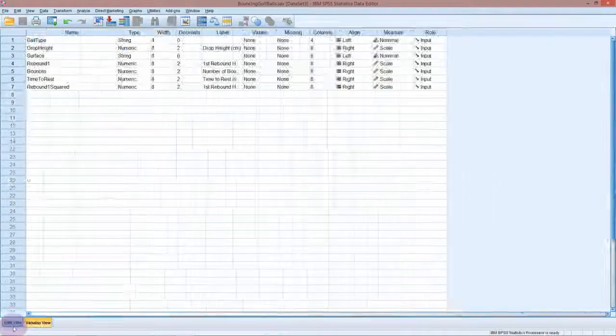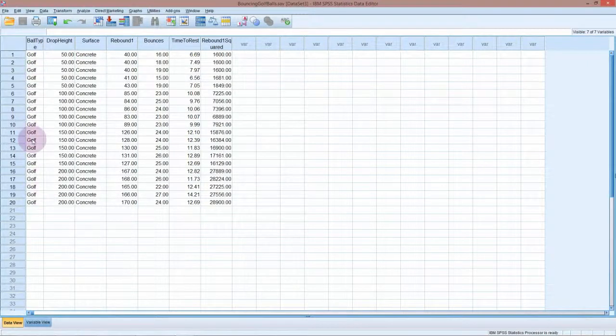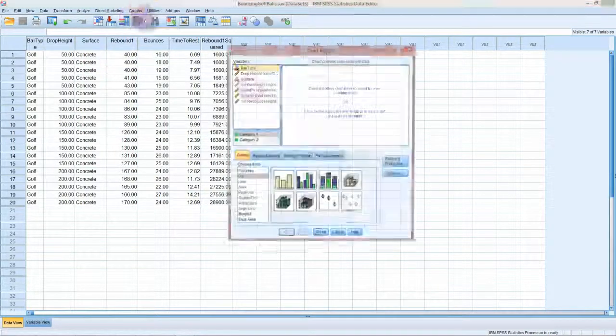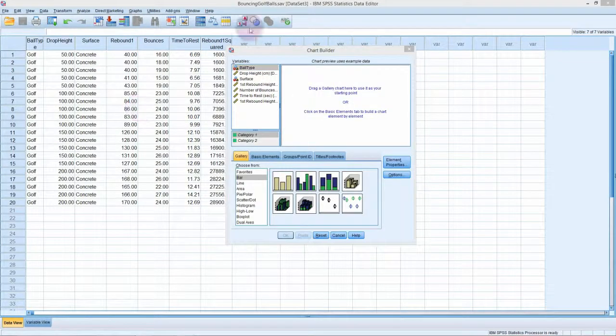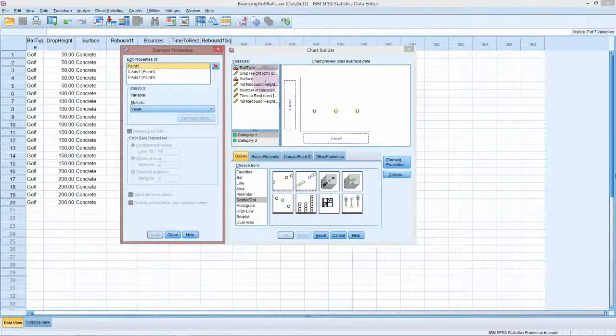Now I've just taken out one section of the data set because there was something interesting which happened with the golf balls when they were bounced on concrete. The whole data set is much bigger than this. It was quite a large experiment. So if we do the graph, I'm going to do a scatter plot.